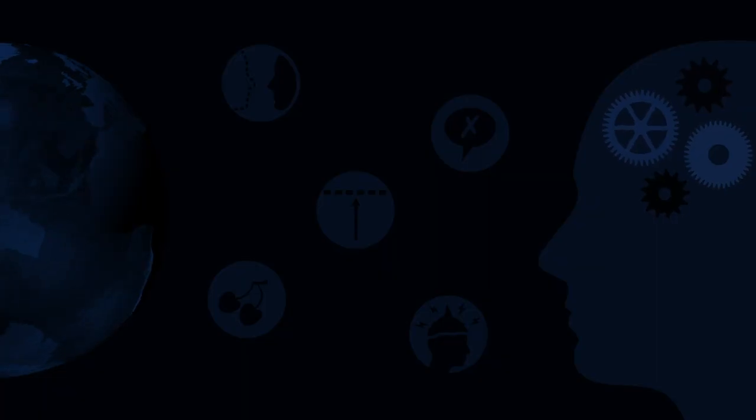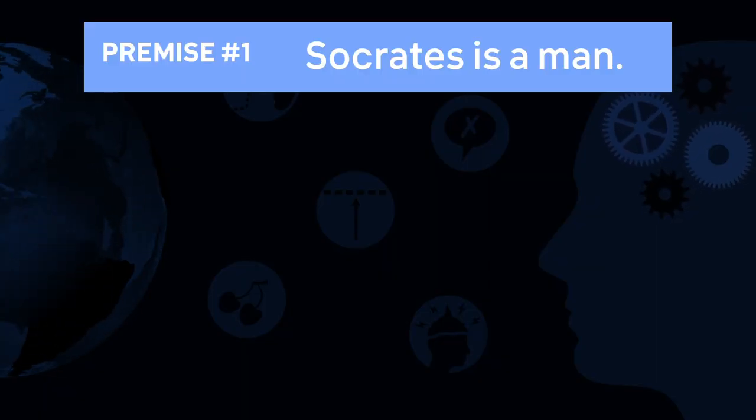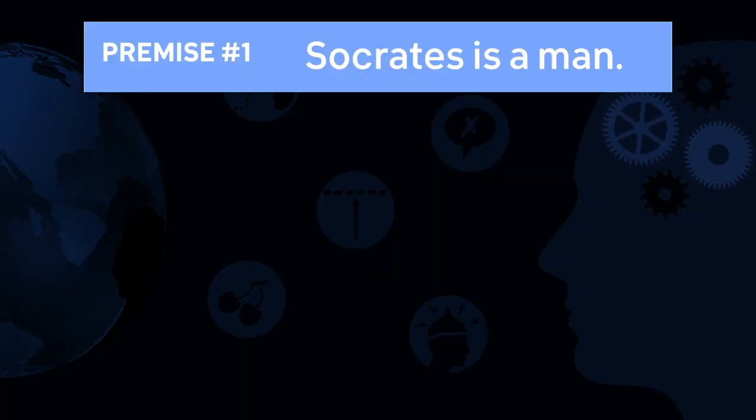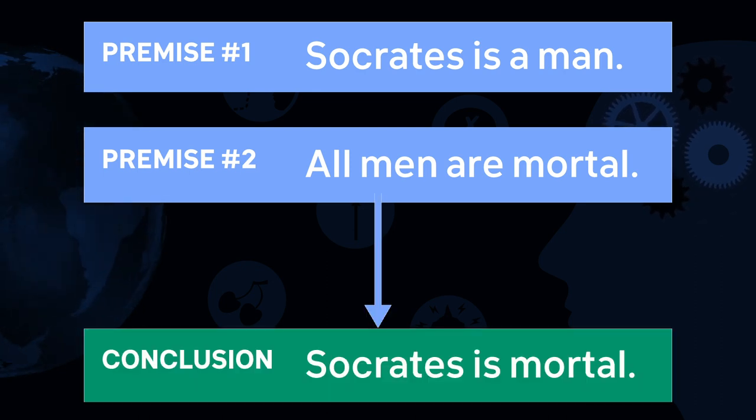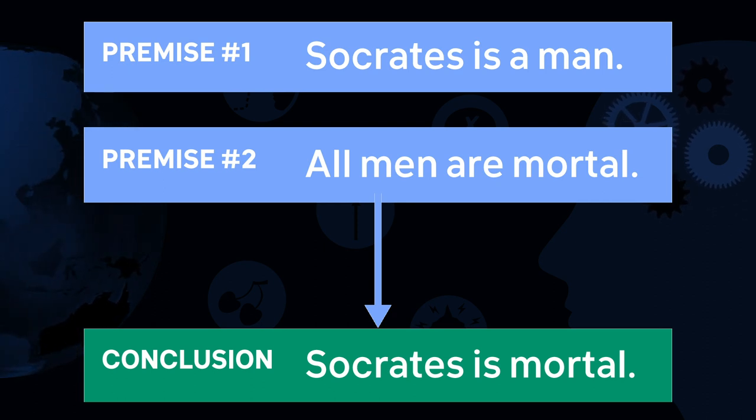An argument is logically valid if the conclusion logically follows from the premises or starting assumptions. In other words, if all the premises are true, does it follow that the conclusion is also true? For example, take the following argument. Socrates is a man. All men are mortal. Therefore, Socrates is mortal. This argument is logically valid. If both premises are true, then it follows the conclusion must be true.